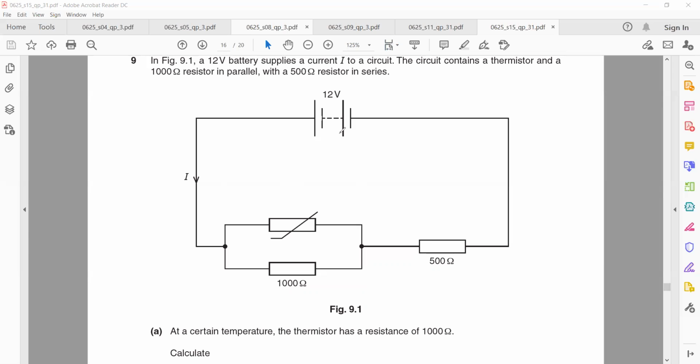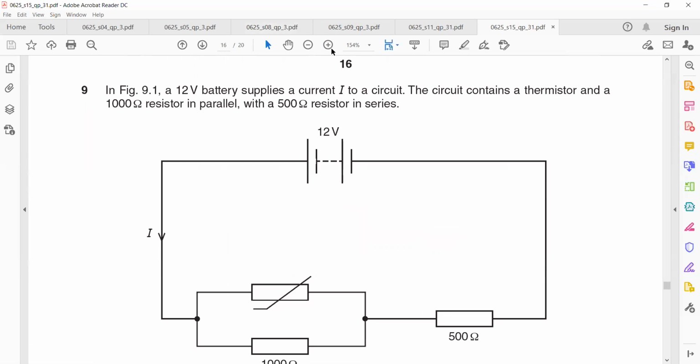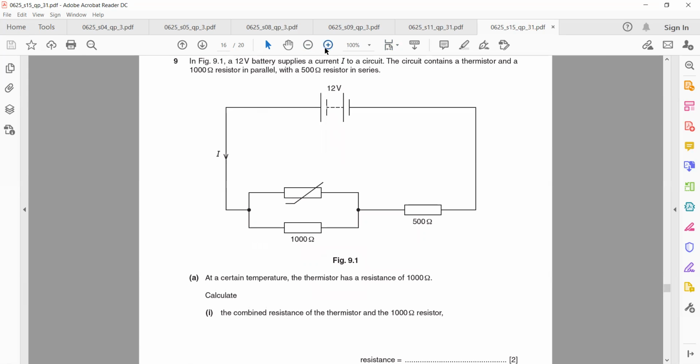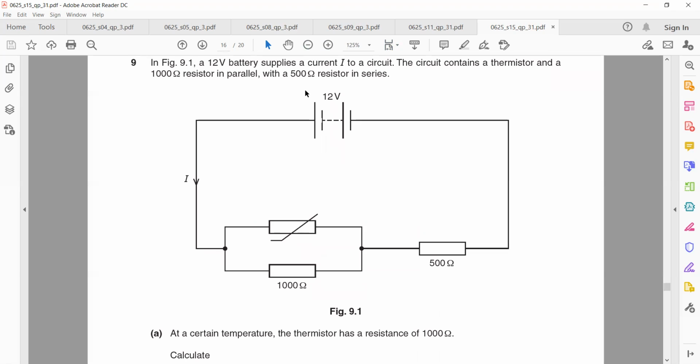Because a thermistor is called a heat resistance. We will discuss this thermistor in detail with the circuit components, but just an intro. You can see it is therm and ester. Therm means heat and ester is from resistor. So this is a resistor whose resistance changes with heat or temperature. So it is also called a heat resistor. That's why they specify that at a certain temperature the resistance of the thermistor is 1000 ohms.